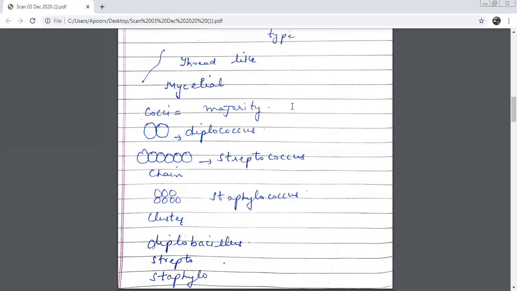Then we did the second classification on the basis of the shape of the bacteria, where you had how many groups, beta? How many types did you have? 5.